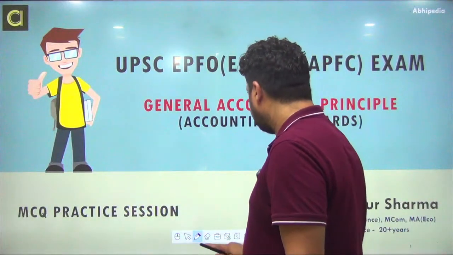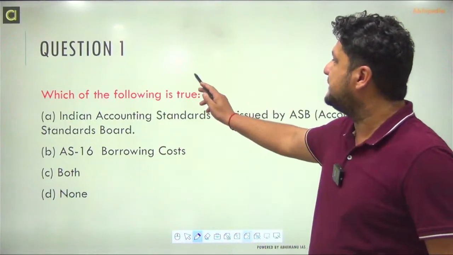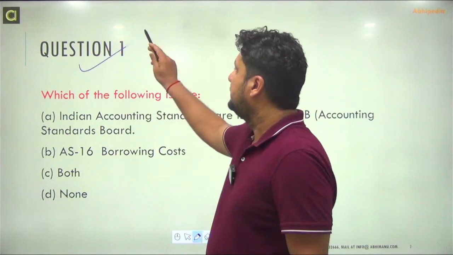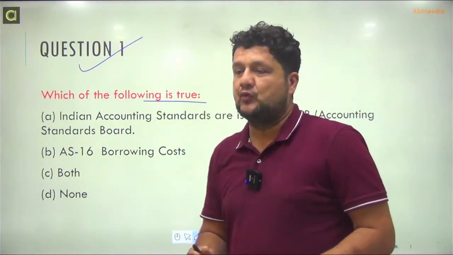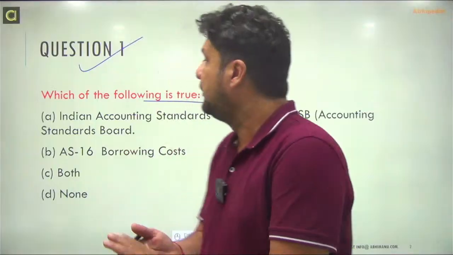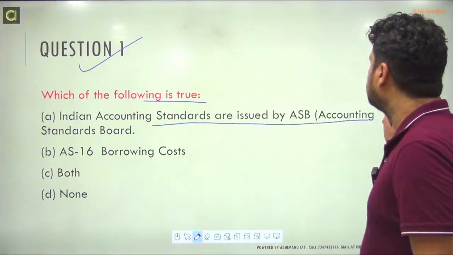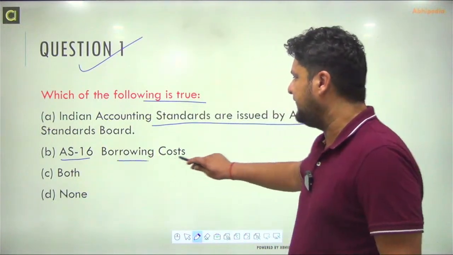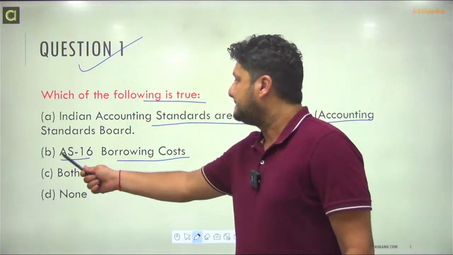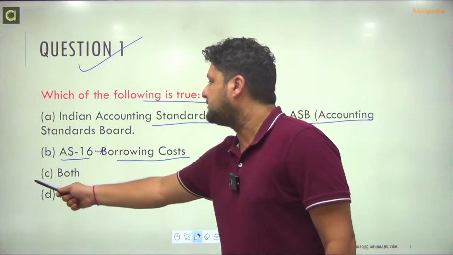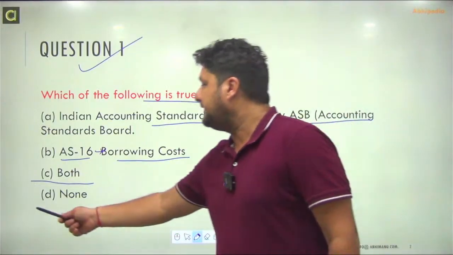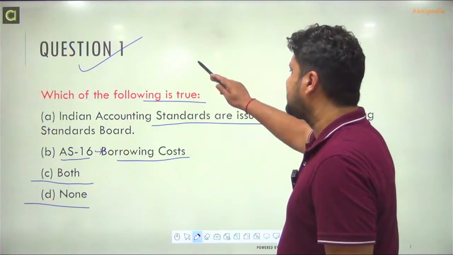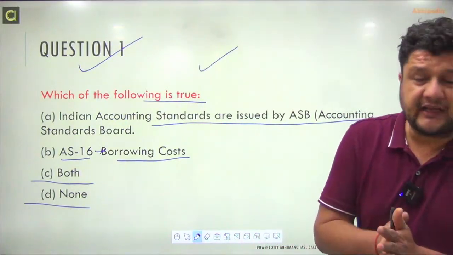Regarding the accounting standards, the first question is this: which of the following is true? First, Indian accounting standards are issued by Accounting Standard Board. Second, Accounting Standard 16 is related to borrowing cost. C says both and D says none. So quickly answer this question. Answer it quickly, then we will move on to the next one.